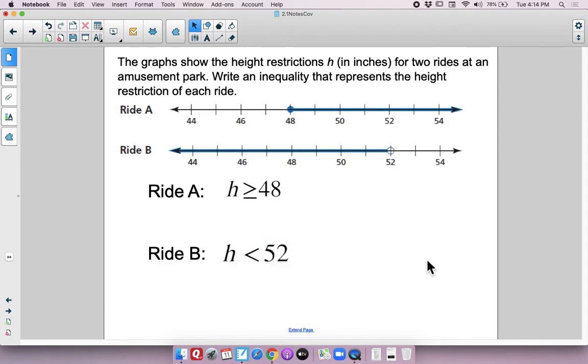So what kind of ride would ride B be at an amusement park? Are you thinking like Kiddieland, for the little kids, where if someone like me that's almost 6'2" tries to sit in the train, I'm going to get my head knocked off when we go through a tunnel or something like that. So that would be the situation.